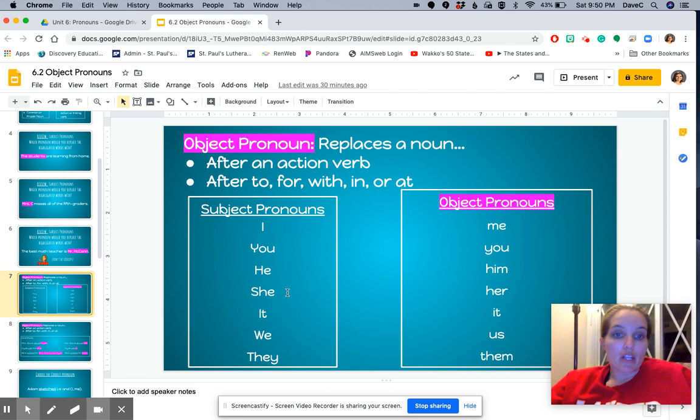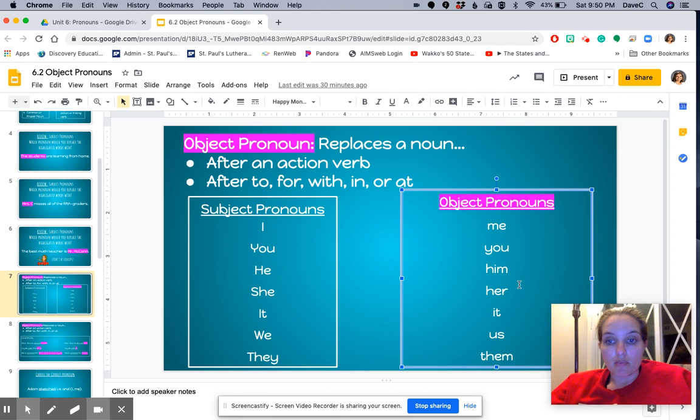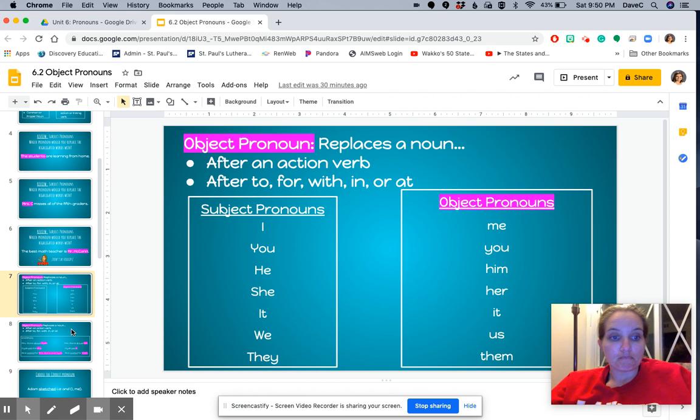So over here, I put the subject pronouns for you again just to review, but you're going to want to focus more over here on object pronouns for today. These are new ones: me, you, him, her, it, us, and them. And notice you and it are on both of the lists. So they can be an object or a subject pronoun.